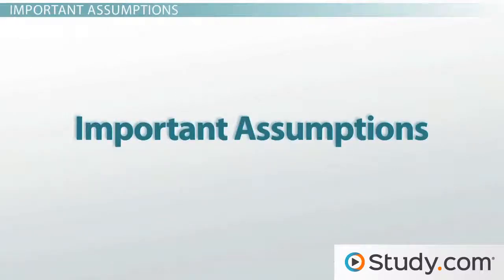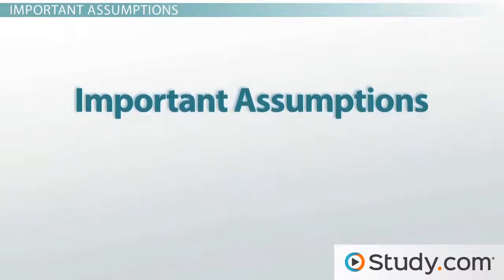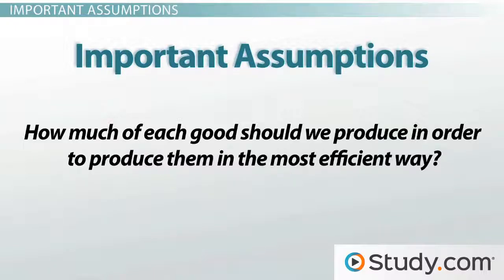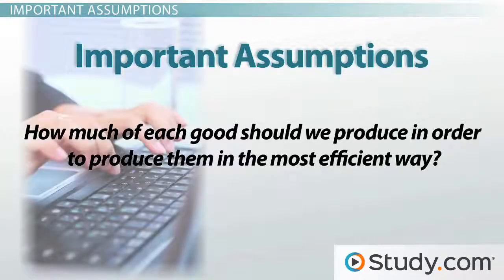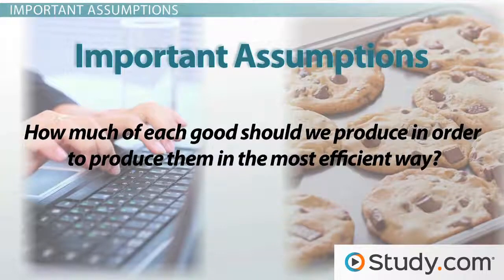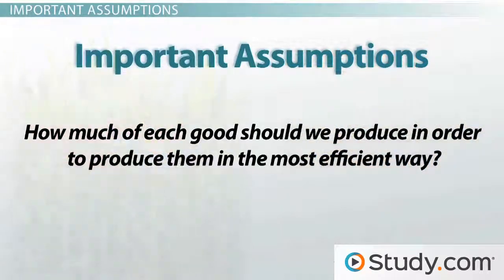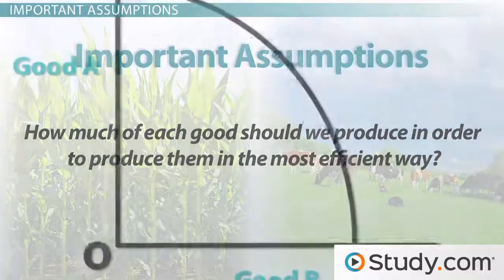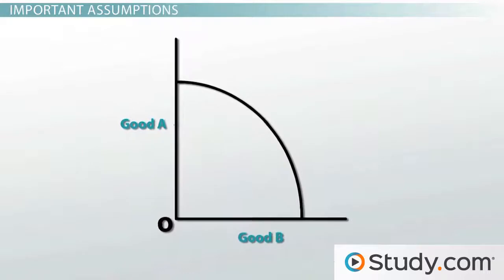But there are some important assumptions that we need to talk about regarding the production possibilities model. So the question we're trying to answer is this: how much of each good should we produce in order to produce them in the most efficient way? For example, how many term papers and cookies should I make to get the most efficient combination? Or how much corn versus how much beef should country A produce to be the most efficient? That's where the production possibility model comes in.